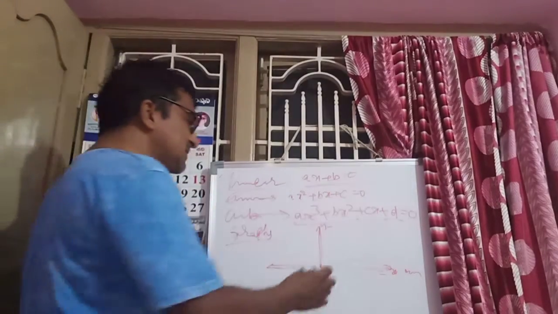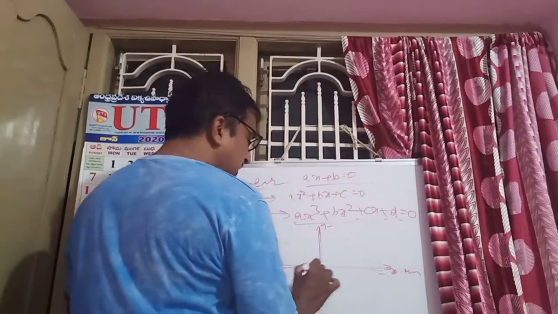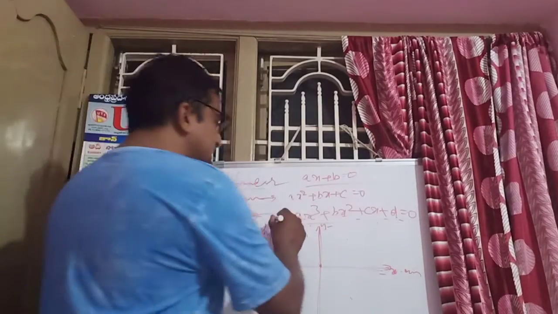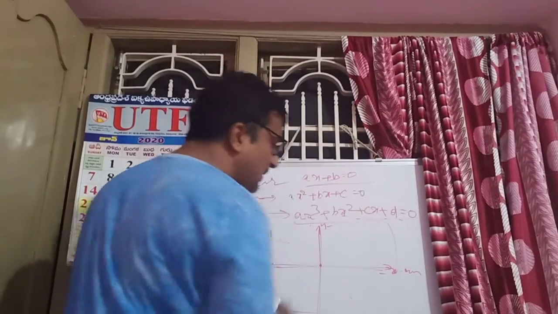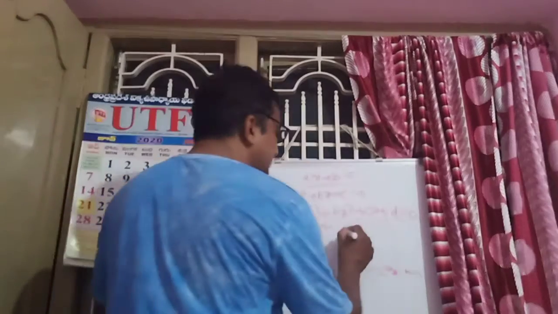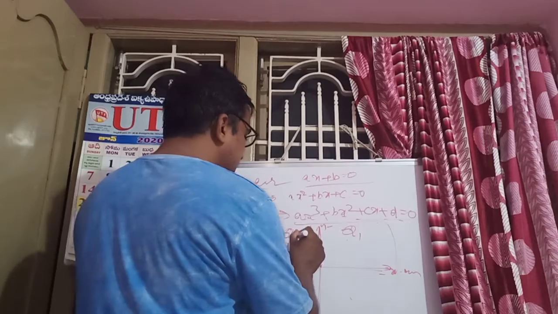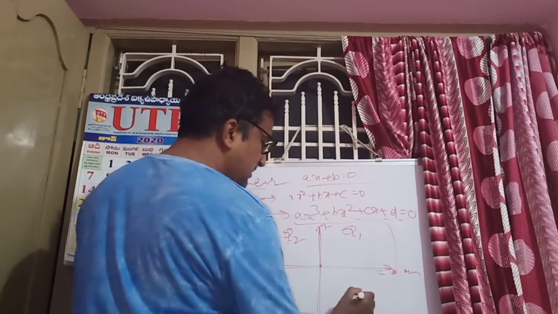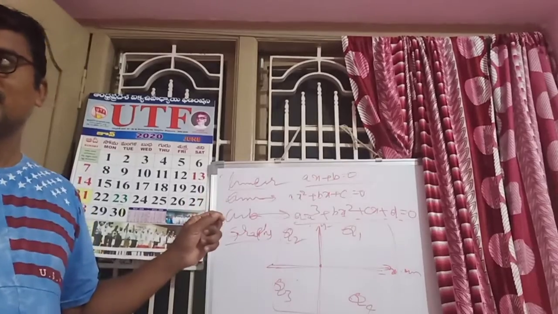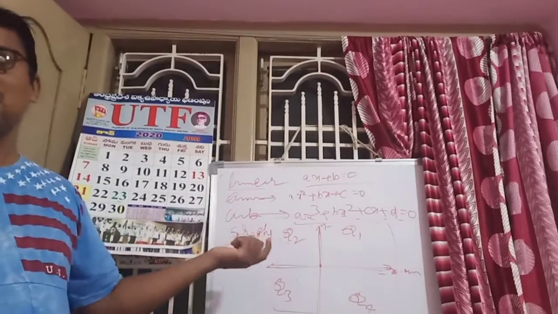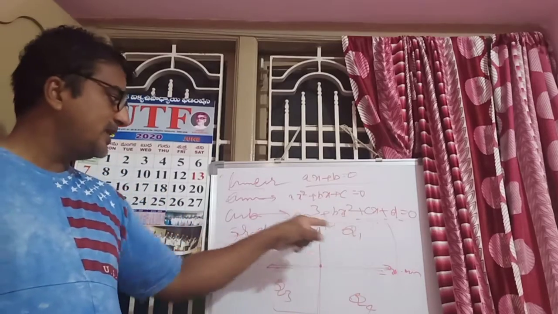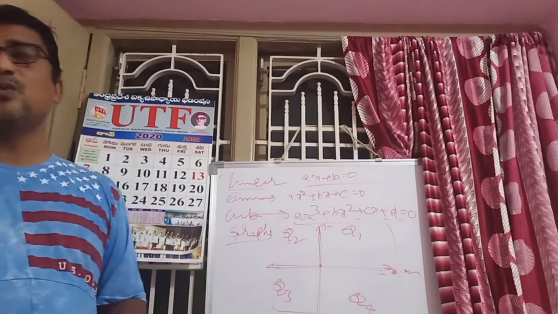Okay. Next, what are 1, 2, 3, 4? This horizontal line and vertical line divide the paper into how many parts? 4 parts. Each part is called a quadrant. This is the first quadrant, second, third, and fourth quadrant. This is the axis. Quadrants: first quadrant, second quadrant, third quadrant, and fourth quadrant.